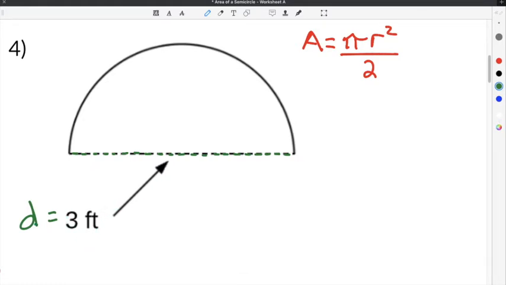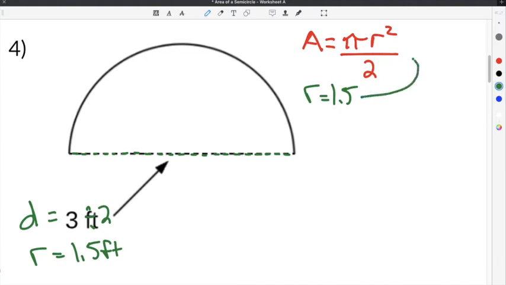In order to get the radius from the diameter, you have to divide by 2 because the diameter is twice the size of the radius. So in order to get the radius, all you do is take the diameter and divide by 2. So 3 divided by 2 is 1.5 feet. So now we know the radius is 1.5, and then you follow the same procedure that you did in the previous problem.